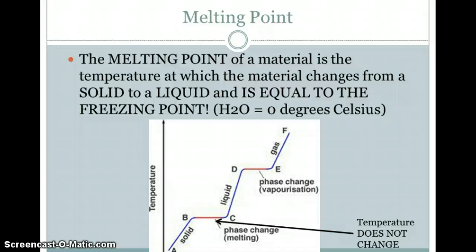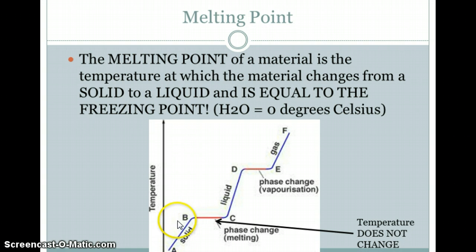And the melting point is also equal to the freezing point. It's the same temperature. So for water, ice melts at 0 degrees Celsius. So when a block of ice gets warm enough to warm up to 0 degrees Celsius, it starts to melt. And here we have a graph that shows changes of state. So this section here from A to B is where an object might be a solid.